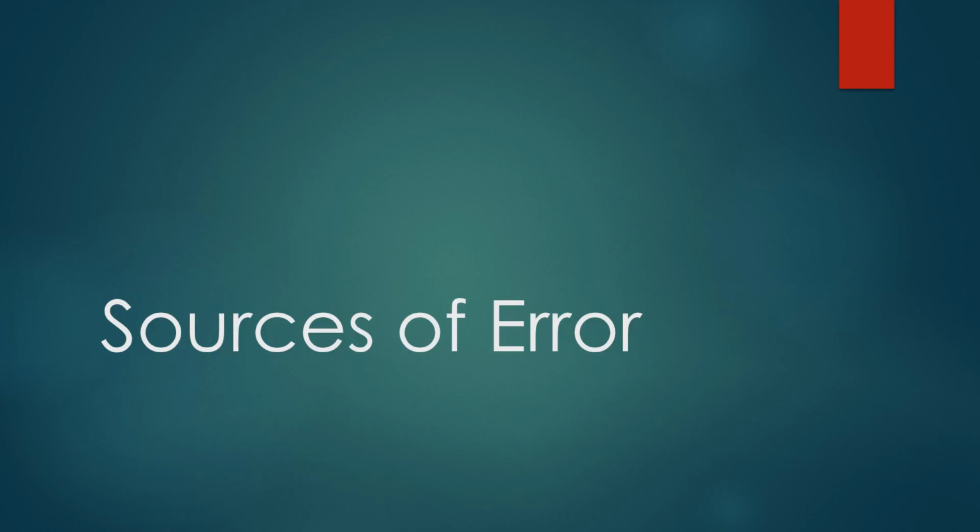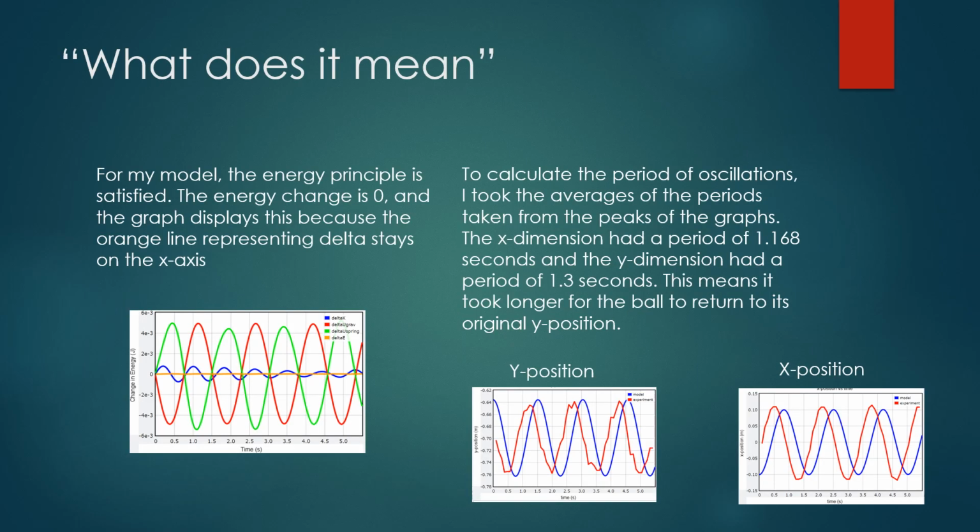The possible sources of error are that the hand might have enacted a force on the object, and that the net force calculation ignores air resistance. The energy principle is satisfied by my model system. The change of energy in my system is zero, and the graph supports this since delta E stays on the x-axis. To calculate the period of oscillations, I took the average of the periods.